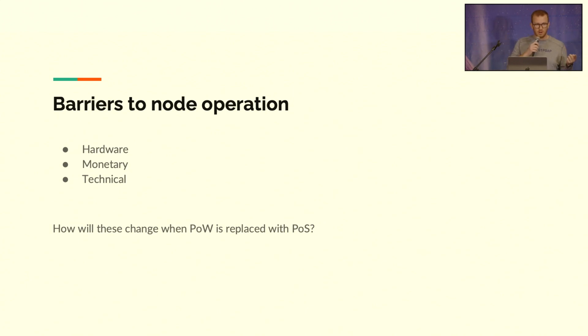One of which is hardware. So how much hardware do you need? What hardware do you need to actually run these consensus clients? Another one's monetary. So what are your ongoing costs for operating? What are your fixed costs for getting started? And another one is technical. And the interesting thing in the migration from proof of work to proof of stake is that these factors are changing. And it's presenting us with a really good opportunity to have a more decentralized Ethereum with proof of stake.